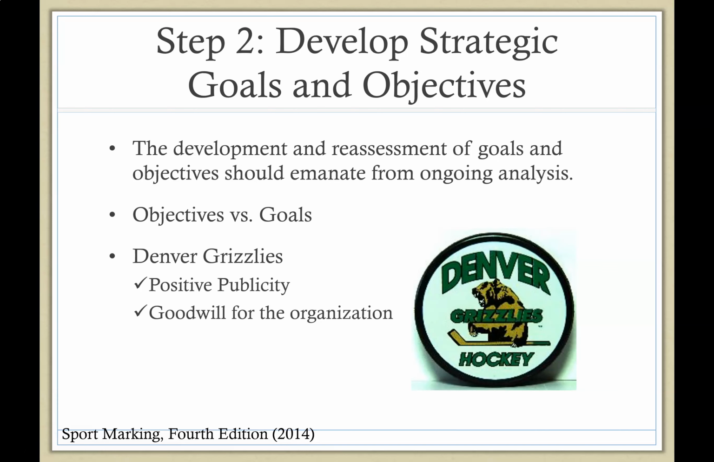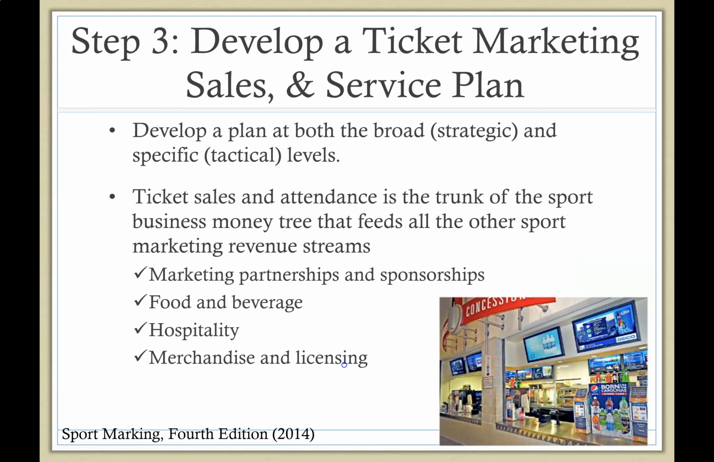And so the Denver Grizzlies, which is a minor league hockey team, they want to have positive publicity and goodwill toward the organization. That's kind of how their goals are. So their objectives would be based on how do we achieve that. Now, steps 3, 4, and 5 will be more down the road, so I'm going to go through these kind of faster.